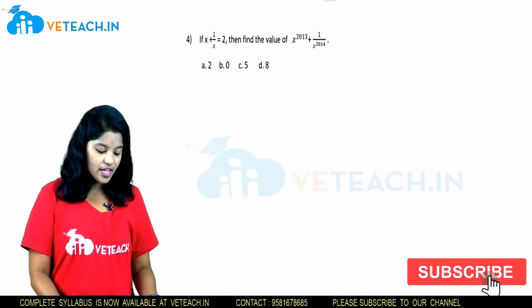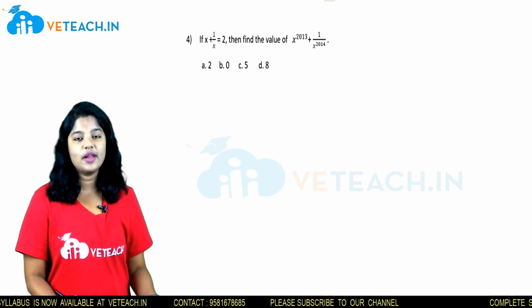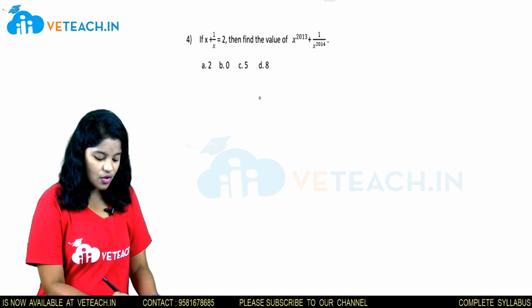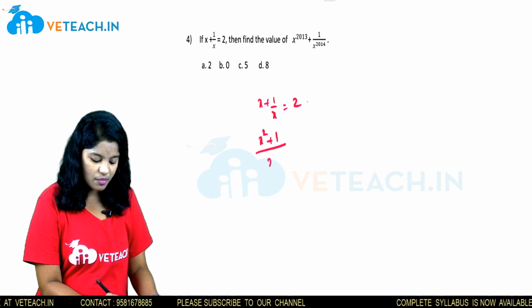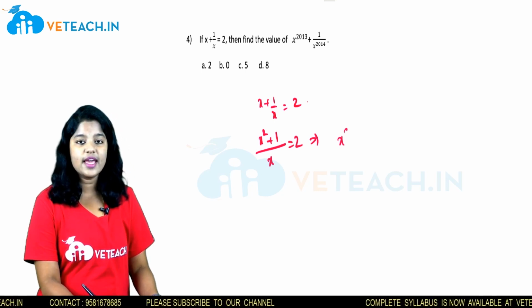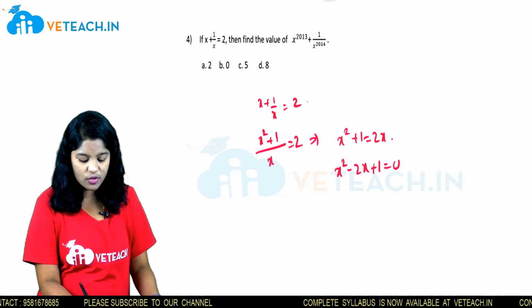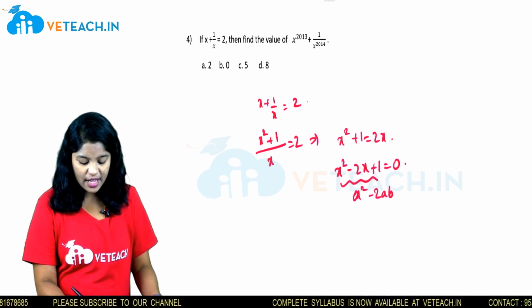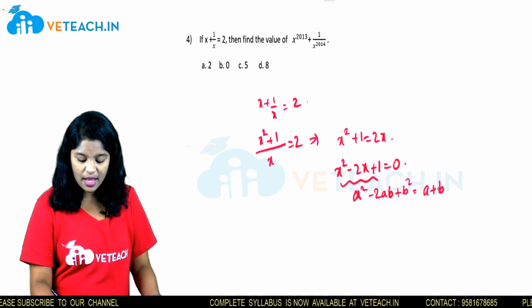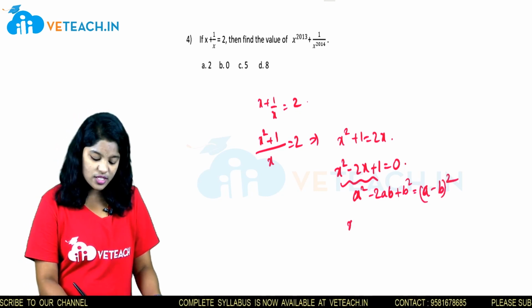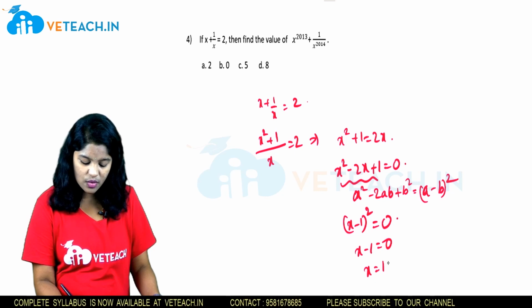See the next question. If x plus 1 by x is equal to 2, then find the value of x power 2013 plus 1 by x power 2014. Now given that x plus 1 by x is equal to 2, take LCM, x square plus 1 by x is equal to 2. So that becomes x square plus 1 is equal to 2x, x square minus 2x plus 1 equal to 0. This is of the form a square minus 2ab plus b square equal to 0, nothing but equal to a minus b whole square. So it is x minus 1 whole square equal to 0. So x minus 1 equal to 0, x is equal to 1.